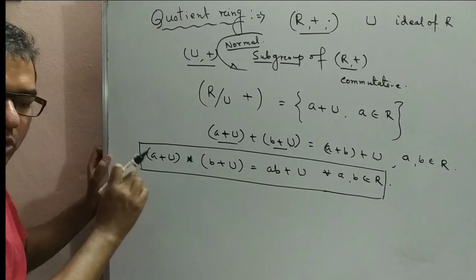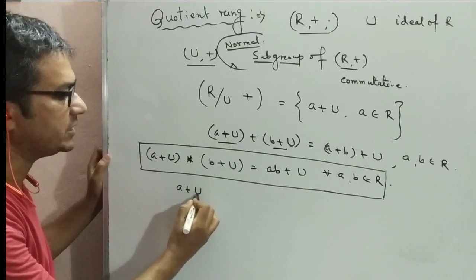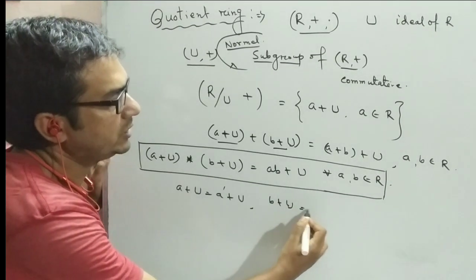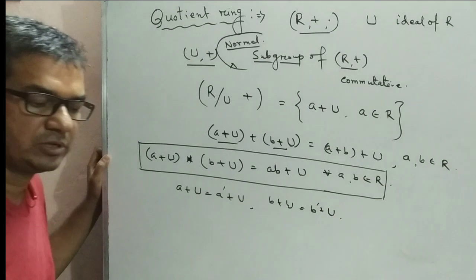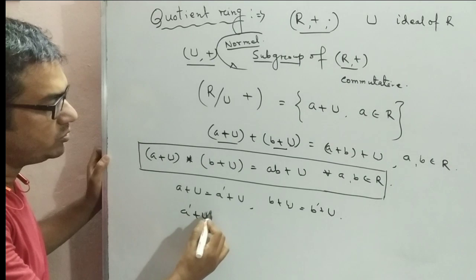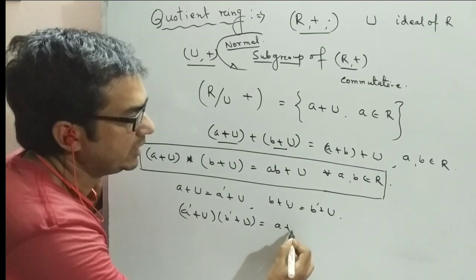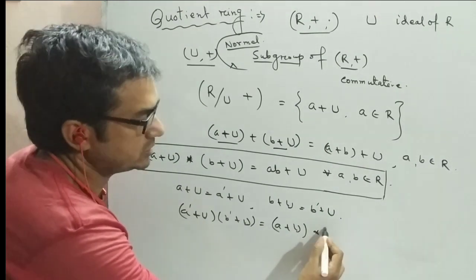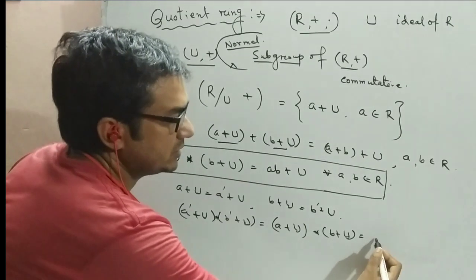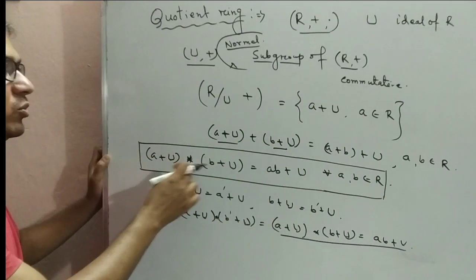Now, to show this operation is well defined, if A plus U equal to A dash plus U and B plus U equal to B dash plus U, then A dash plus U star B dash plus U equal to A plus U star B plus U, that is equal to AB plus U. This is the definition. Here we define this result.